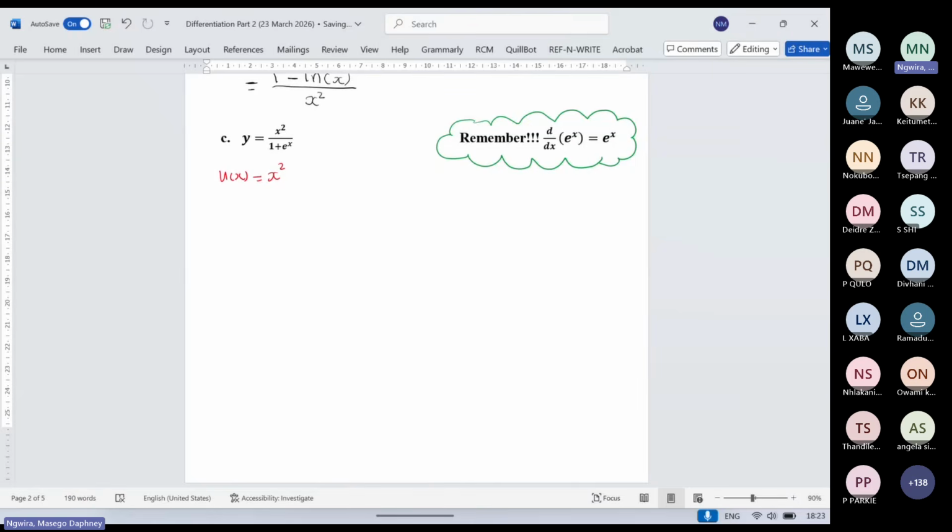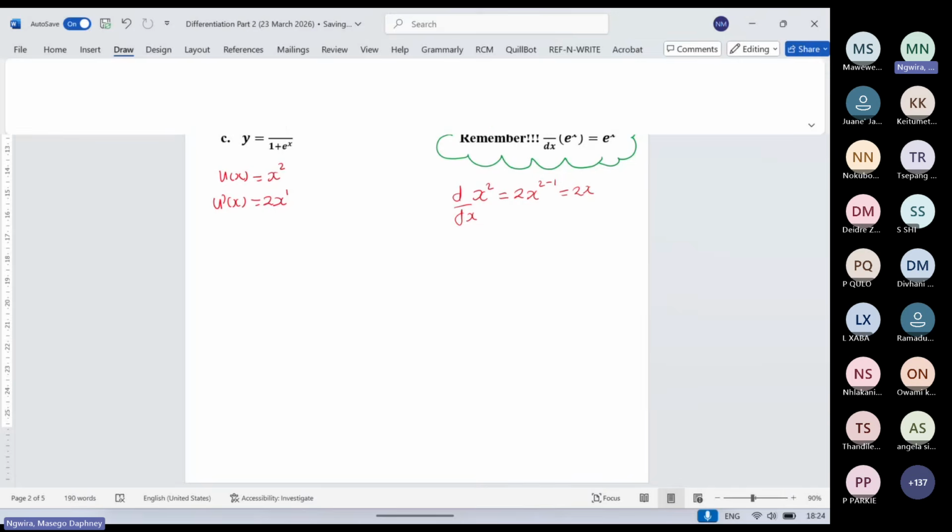Then now we derive. When we derive the u of x, it's going to be 2 times x to the power of 2 minus 1, which is 1. Again, I'm using this rule. Let me just do it here. If I have to derive x to the power of 2, the derivative is going to be 2, then x to the power of 2 minus 1. That's why the answer is 2x. Hence I wrote 2x to the power of 1. You don't have to write to the power of 1.